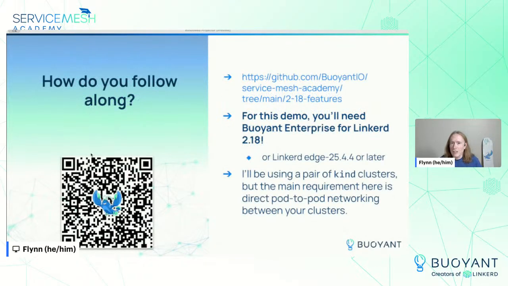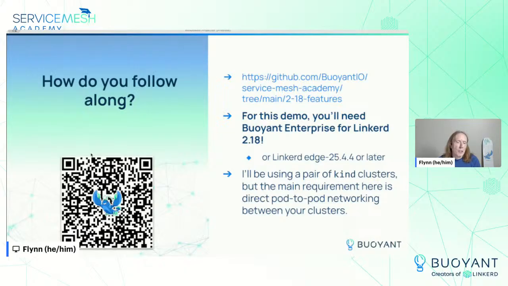If you want to follow along, and we hope you do, that QR code will take you to the Service Mesh Academy GitHub repo. I will be using Buoyant Enterprise for Linkerd 2.18. If you would rather, you can use Linkerd Edge 25.4.4 or later. I would recommend going straight to 25.5.2. I am going to change it up this time and use a pair of kind clusters. Since we are going to be talking about multi-cluster, I'm using 2 of them. That's mostly because I already had a multi-cluster setup running with kind. You can do this with K3D, it's fine.